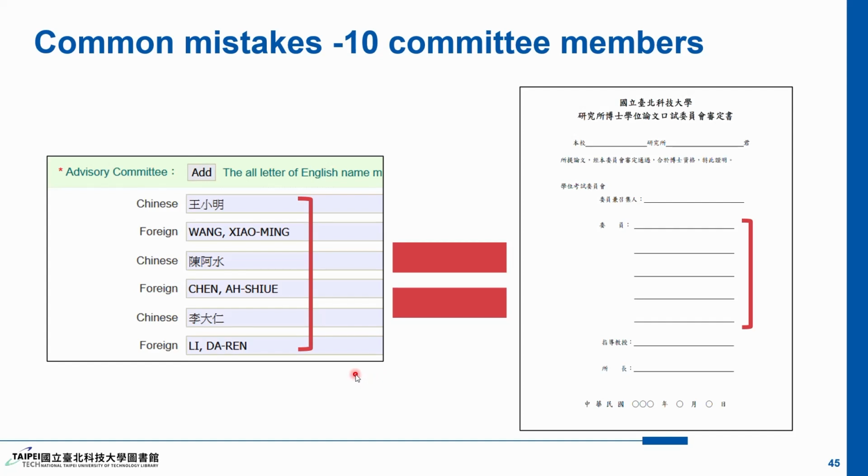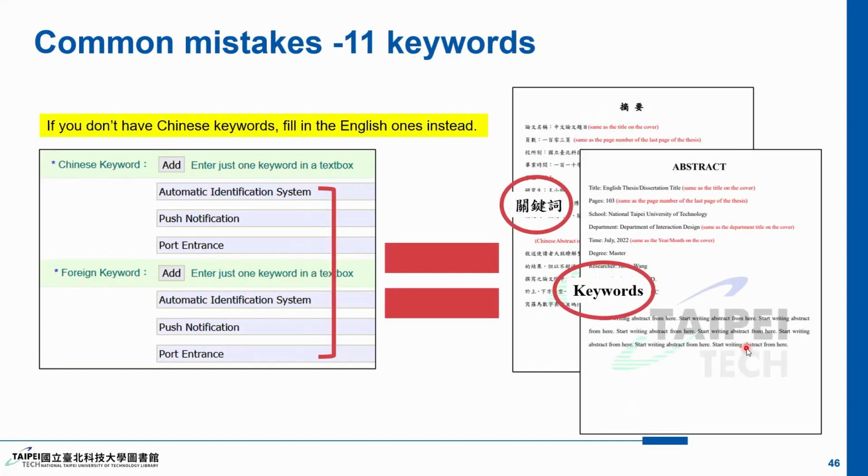For example, make sure to fill out the names of your advisor and committee members in both Chinese and English, one name per blank, and the committee members' names must match the names on your signature page. And the same for the keywords field. The keywords must match the information in your abstract. If you don't have any Chinese keywords, simply put the English ones instead.